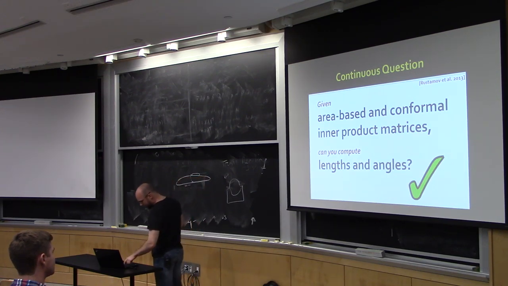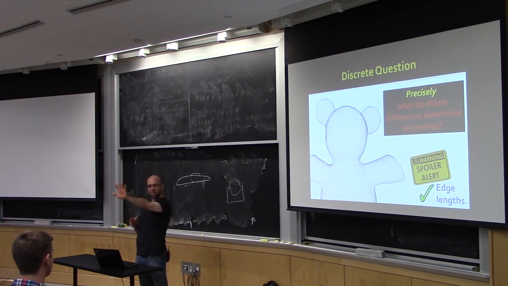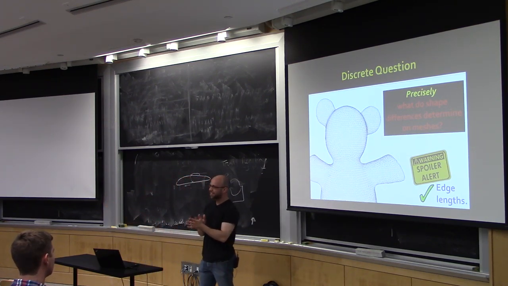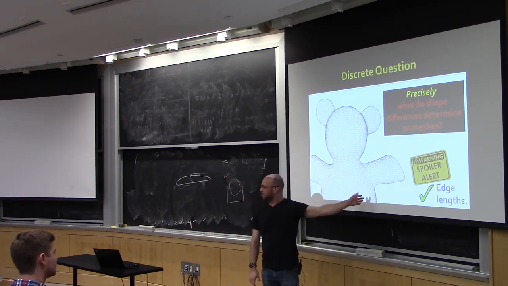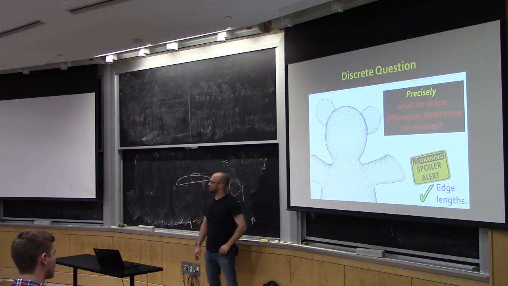One question you might ask is, well, we know all these things are well defined, right? The inner product thing is really that mass matrix we talked about. Then the conformal inner product, the one with the gradients, that's like the Laplace operator, and the cotangent matrix. You could ask exactly the same question in the discrete differential geometry context. And then unsurprisingly, what comes out is you can recover the edge lengths of your triangle mesh given these two matrices. Is that a good thing or a bad thing from a volumetric perspective?